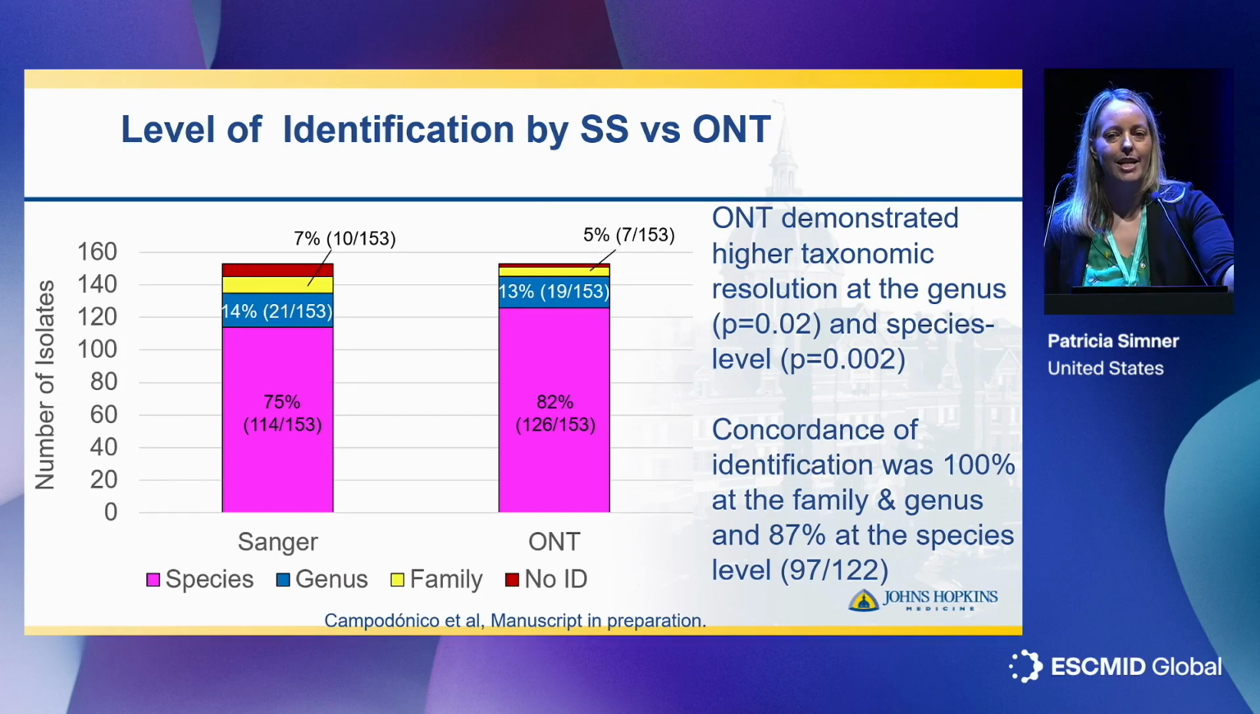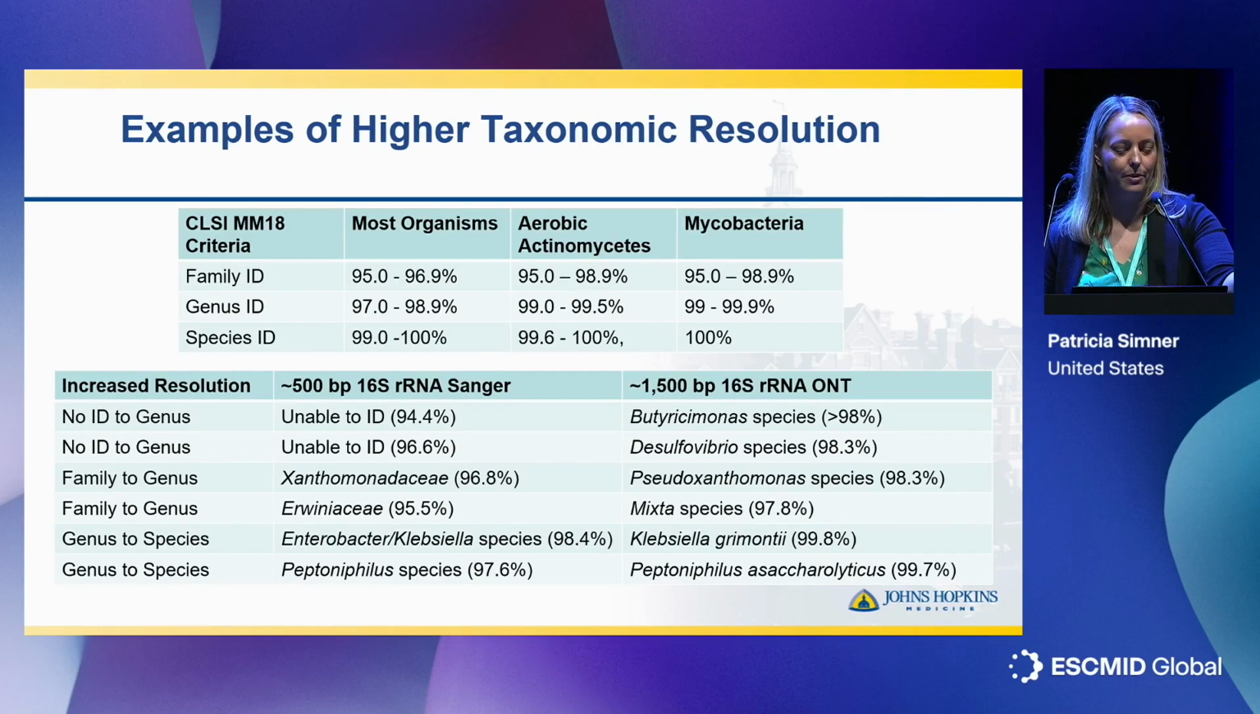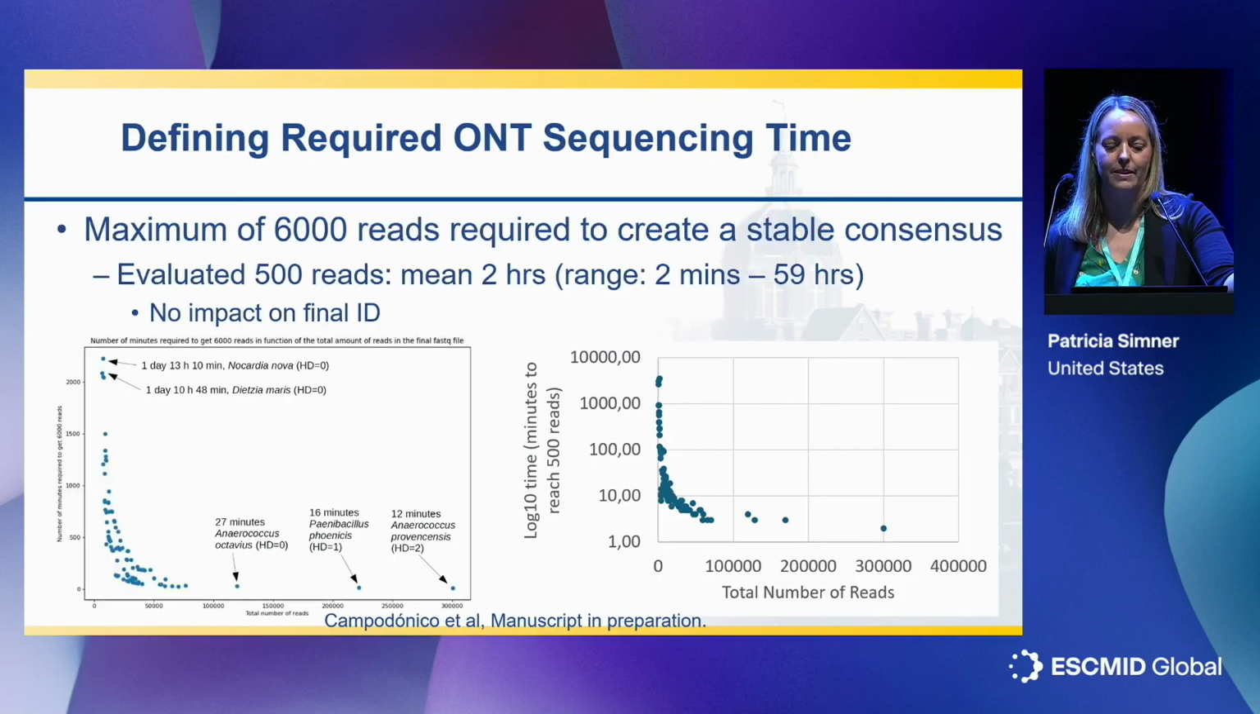In terms of level of identification, as Justin pointed out, we were seeing increased taxonomic resolution, which is not surprising. We're covering the whole gene versus 500 base pairs at both the genus and species level. And when we were getting a similar level ID, the concordance for that ID at the family and genus level was 100% and 87% at the species level. Here's just some examples of where we've seen some increased taxonomic resolution, where we are unable to get an ID by Sanger sequencing, but got a genus level ID by nanopore sequencing, et cetera. So just some examples that we were seeing there.